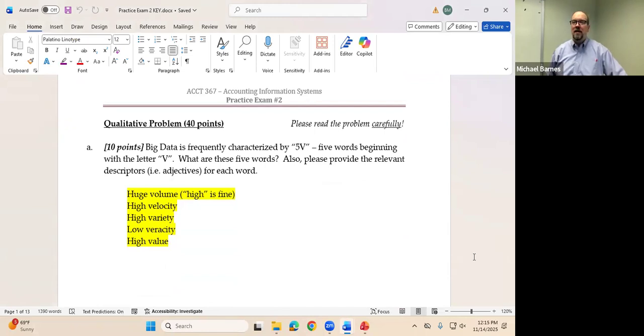Now, could I ask you about veracity? What does veracity mean again? Accuracy, and it's low accuracy. So we're basically saying that the information or data that's available out there is not necessarily always accurate or consistent with one another.